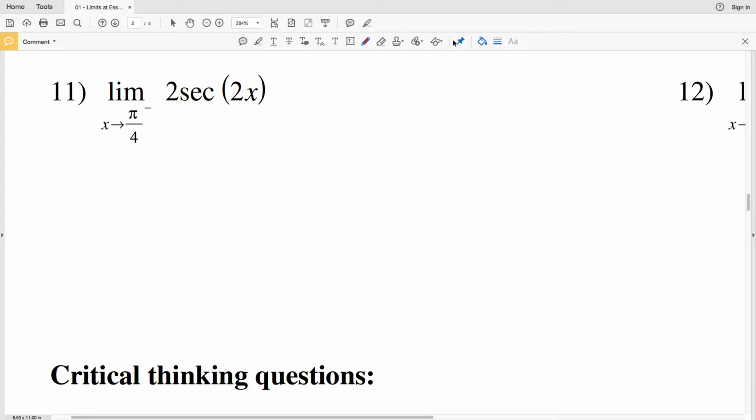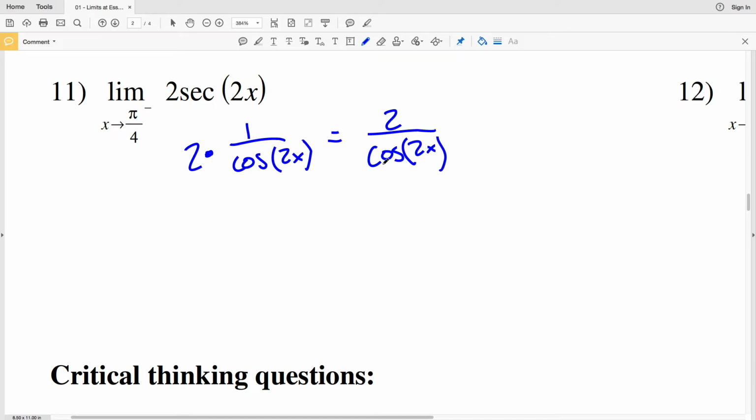over the cosine. So now I'll have 2 times 1 over the cosine of 2x. So that's going to be 2 over the cosine of 2x. And I'm finding the limit of that as x approaches pi over 4 from the left.